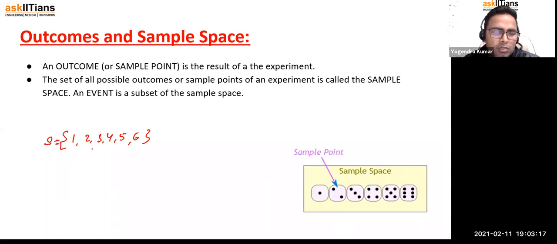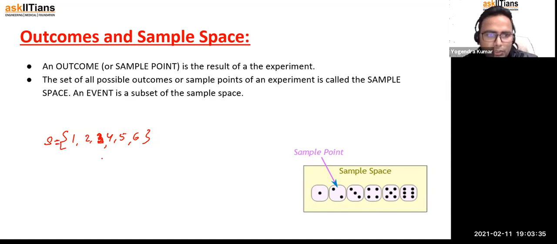Now, what is an outcome? If I'm getting any number like 2, that is one of the outcomes. If I'm getting 4, that is one of the outcomes, right? Like that we have. These are the outcomes. So the full set is the sample space. An event is a subset of the sample space. Subset means one of the elements, right?